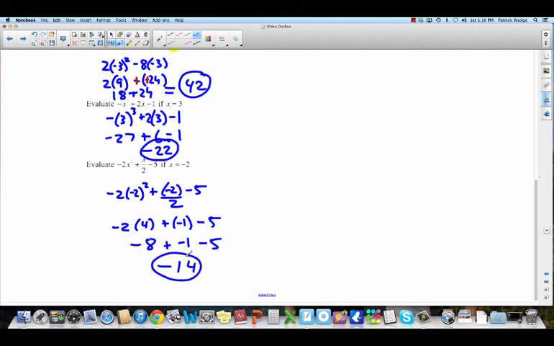If you're not so good with your integers, you could either change this subtraction here to a plus negative. Then you'd have 8 negatives, another 1 negative, another 5 negatives, which gives you 14 negatives. Or you could pick up that calculator of yours and do it that way.